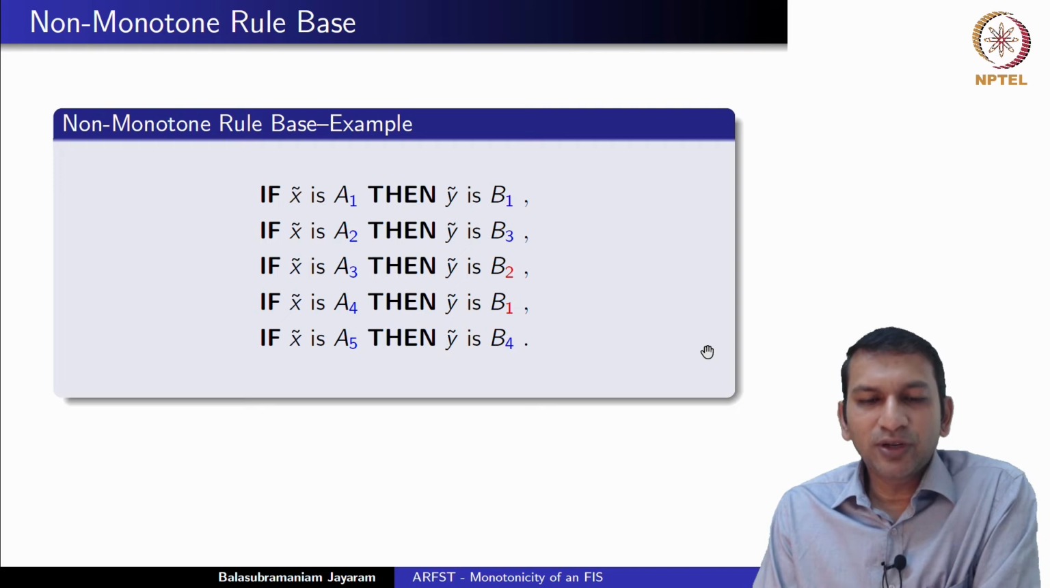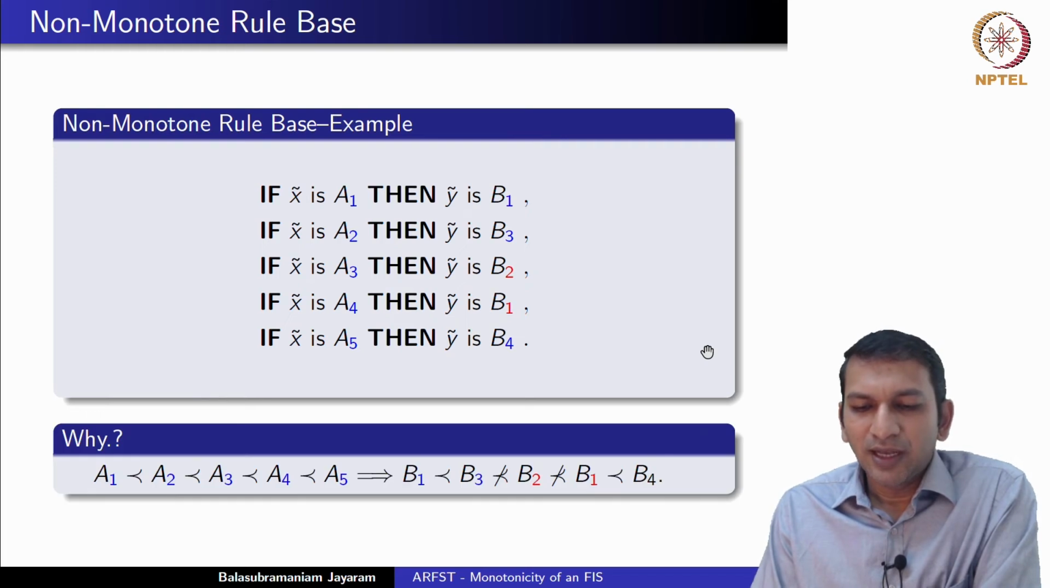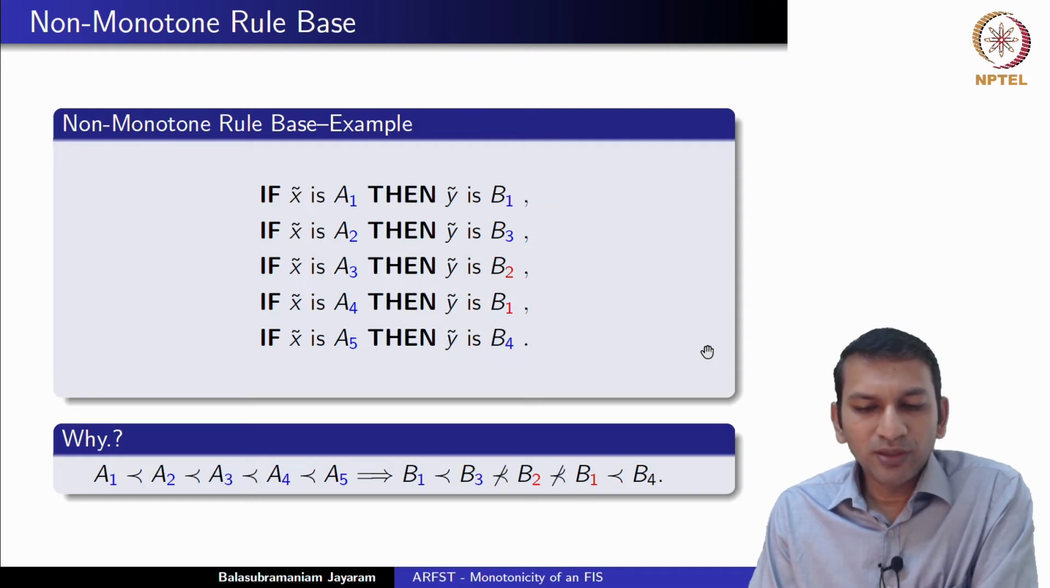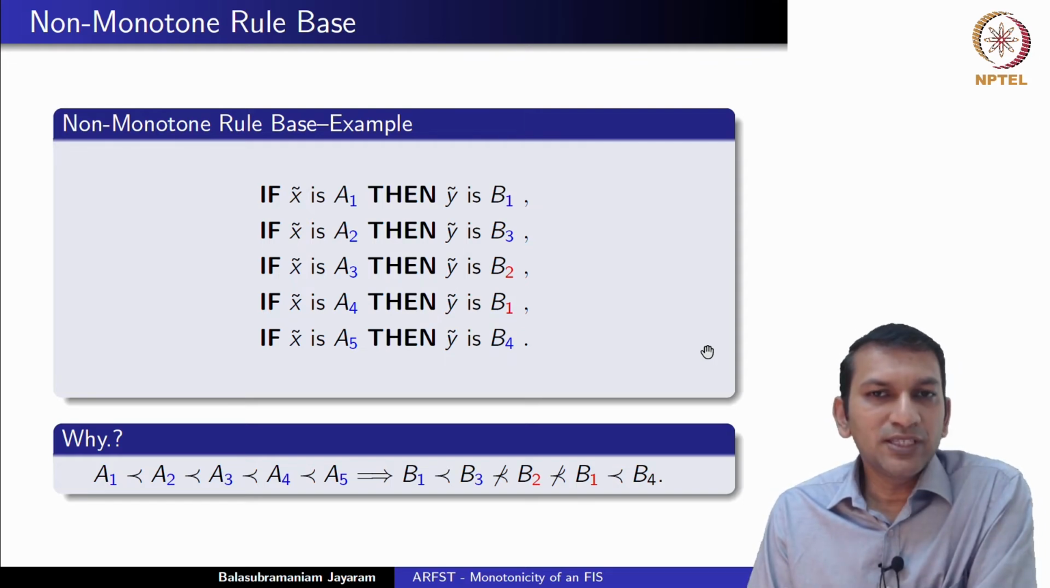However, given that ordering on the input and output fuzzy sets, the partitions, the coverings Px and Py, if we have such a rule base, we see that while B1 is smaller than B3, B3 is not smaller than B2. So clearly A2 is smaller than A3, but the corresponding consequents are not of the same order. They are not relatable with respect to the same ordering. We see that the order actually reverses. So clearly this is an example of a non-monotone rule base.